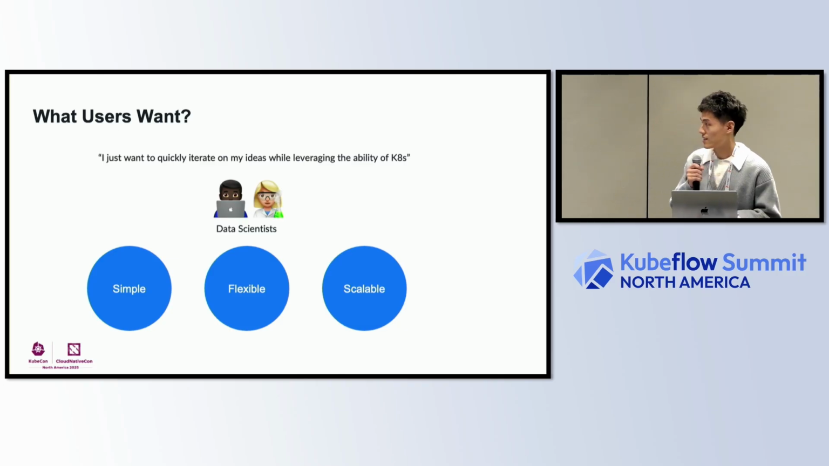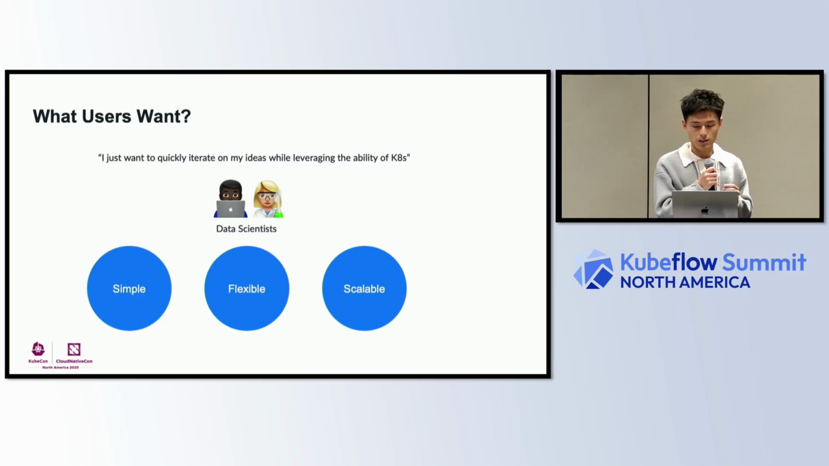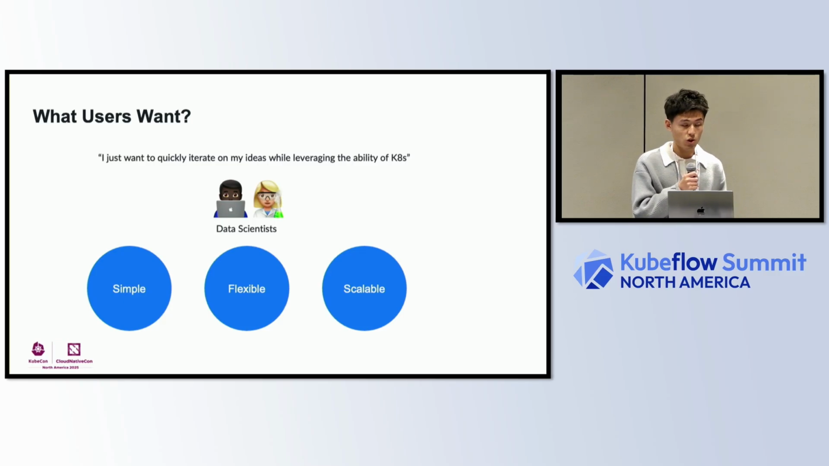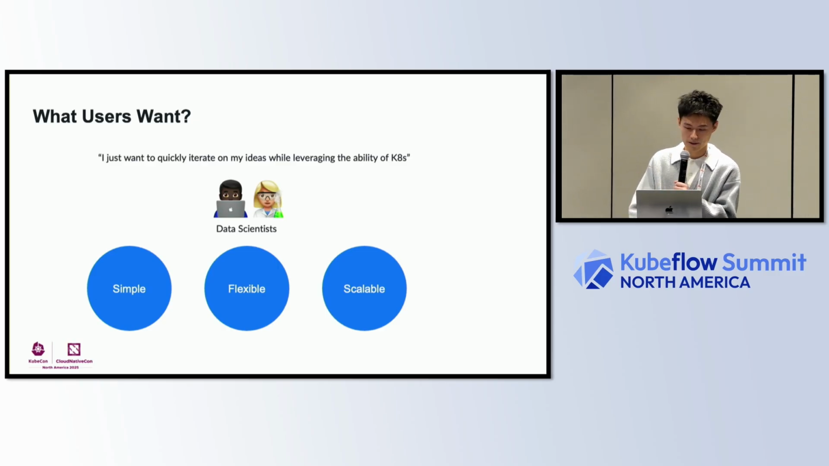However, data scientists who fine-tune LLMs do not want to touch any of these complex Kubernetes configurations. They just want to quickly iterate on their ideas while leveraging the abilities of Kubernetes, like scalability. Their core requirements are simple to use, flexible to change, and scalable to train. So the first demand from data scientists is simple to use.